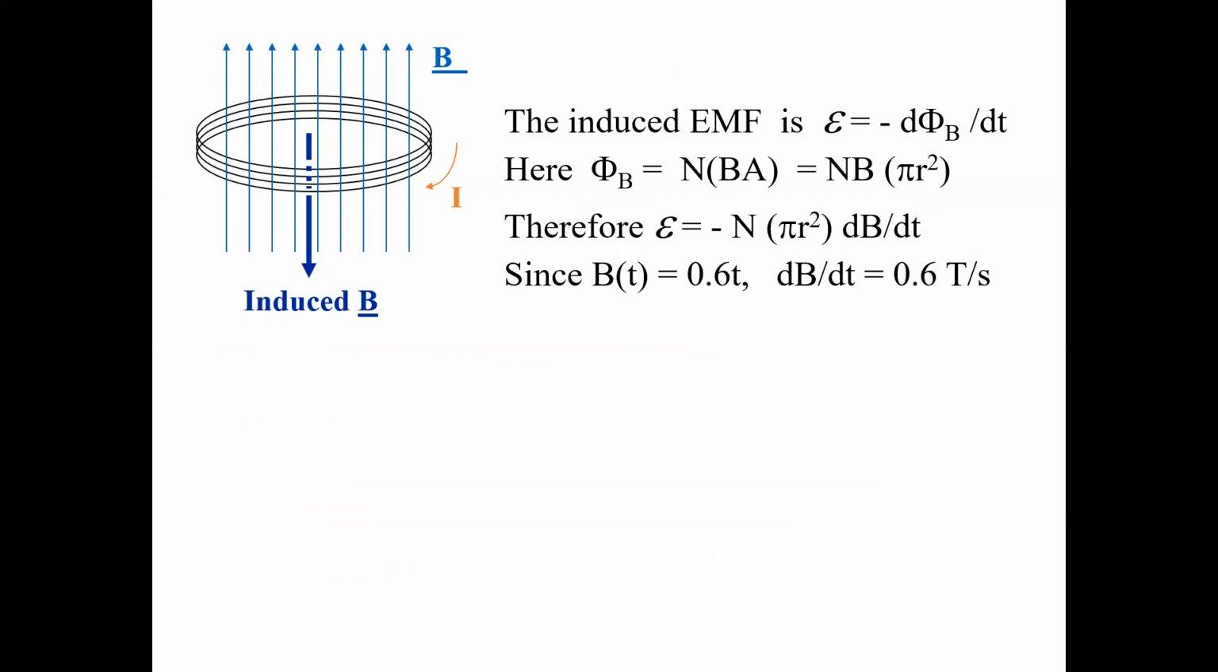Now we use Faraday's law to calculate the EMF. From Faraday's law, we know the equation of EMF is this. So we first calculate the flux, and then we take the rate of change of the flux, which can be done by dB by dt.